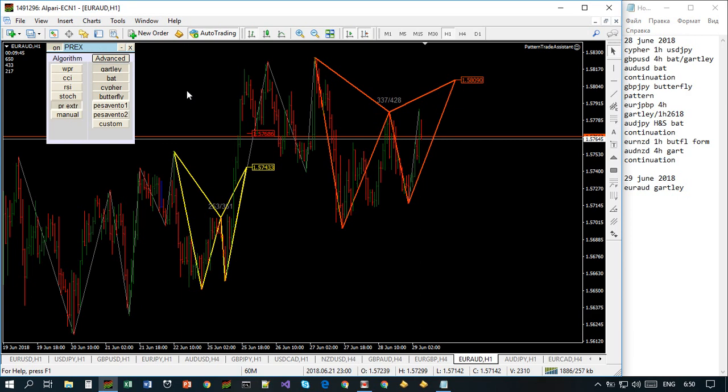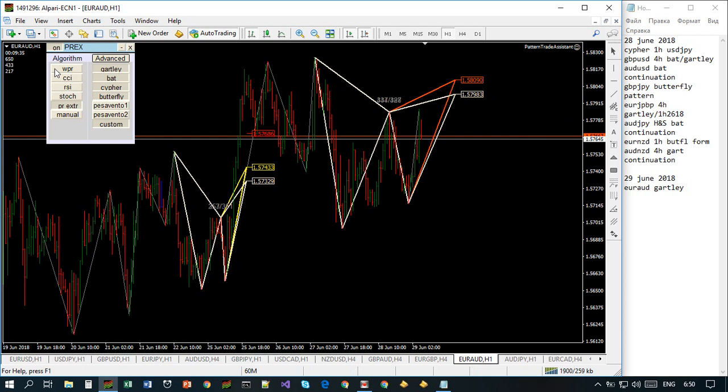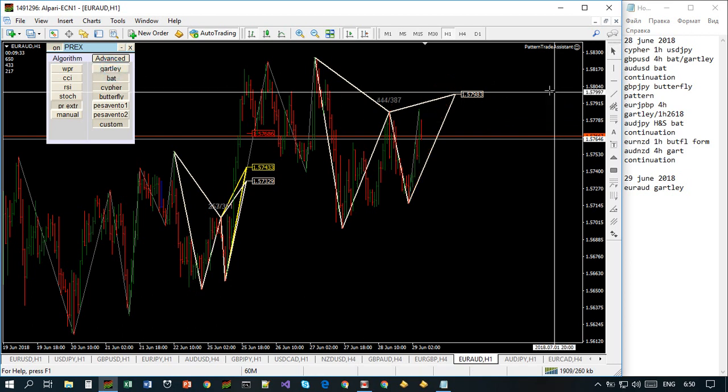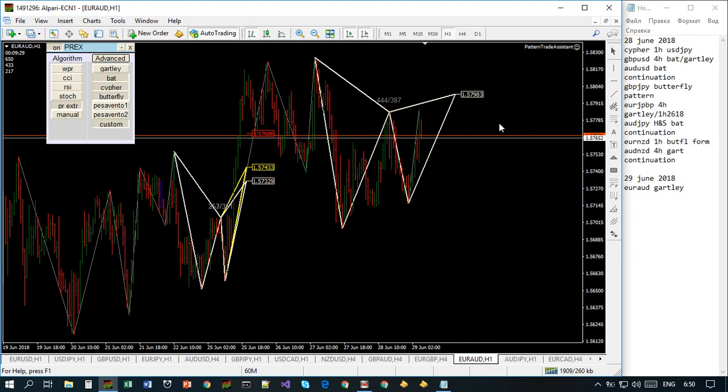If you guys don't know, I trade these patterns neither from an advanced perspective nor from a harmonic perspective. I call them custom patterns. A unified Gartley is something in the middle, a combination of a bat and a Gartley.